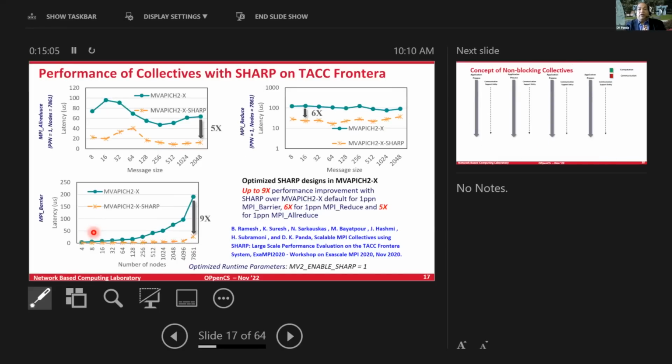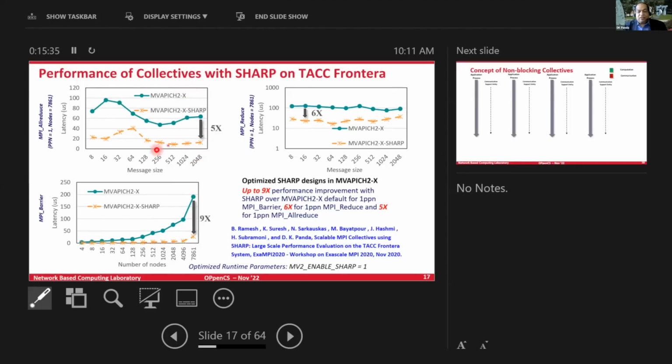Now that is point-to-point, but over the years there is significant importance of collectives. Many HPC, and not only HPC, many deep learning and machine learning workloads try to use all-reduce, broadcast, and all-to-all. As the system sizes increase, you need to come up with better and better algorithms to make sure that you are able to deliver the best performance and scalability.